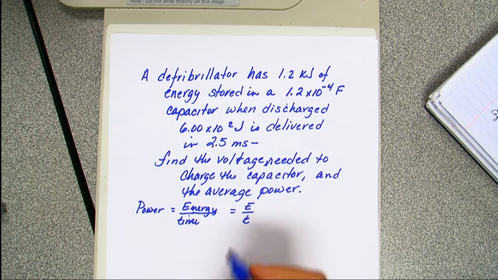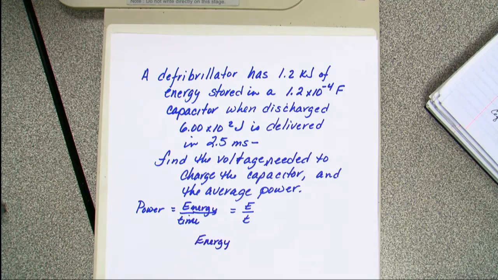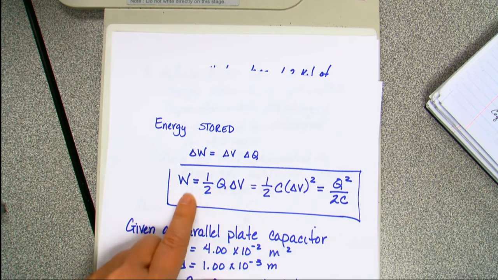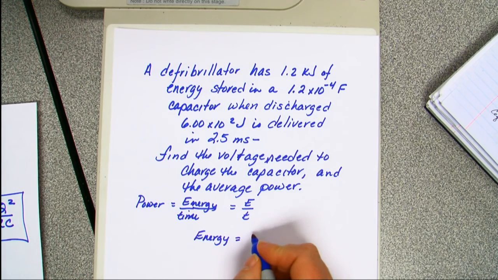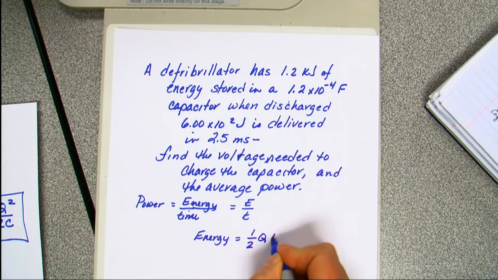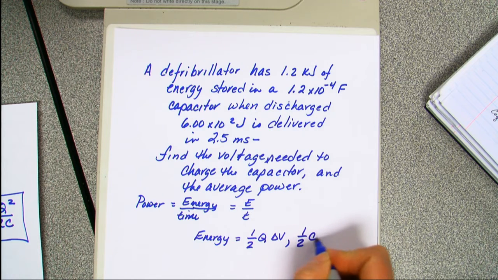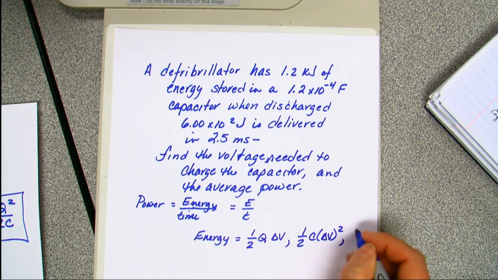So now if we do energy, and in this case we just wrote out our energy problems, right? We did energy could be one of these three. Now we wrote it out in terms of work, but work equals energy. Remember the work energy theorem, work equals energy. So this could be Q times change in voltage. This could be 1/2 the capacitance times change in voltage squared. And it could be Q squared over 2C.